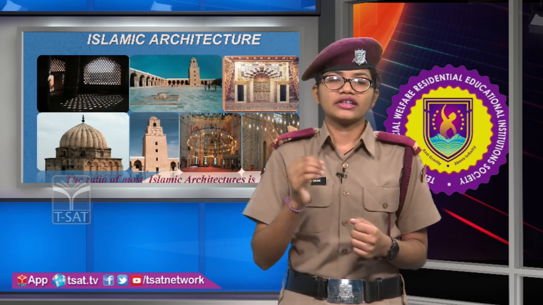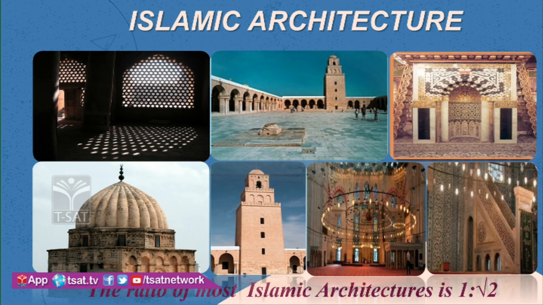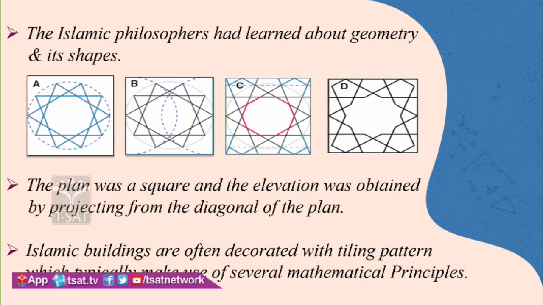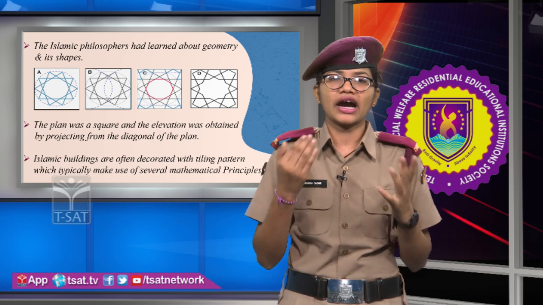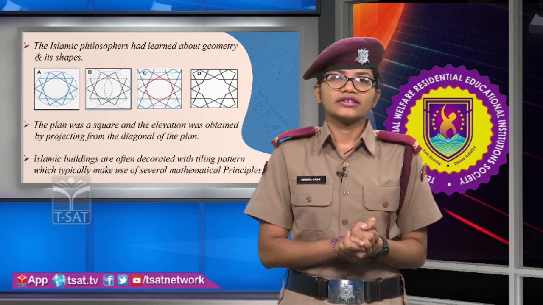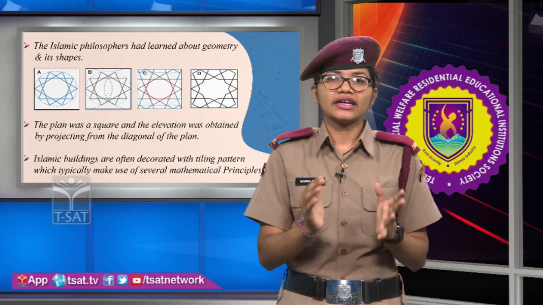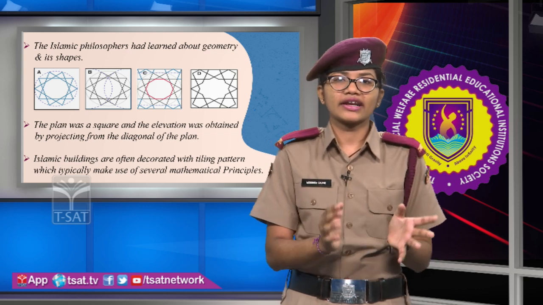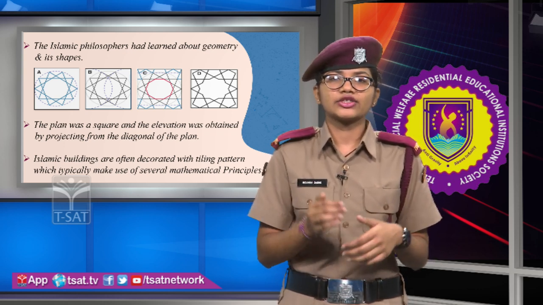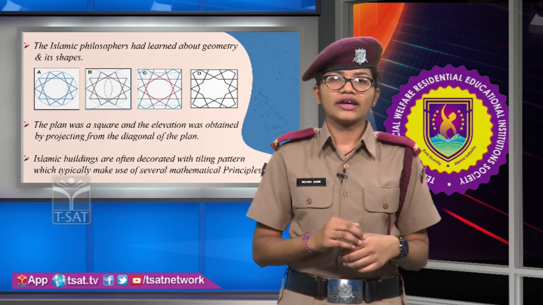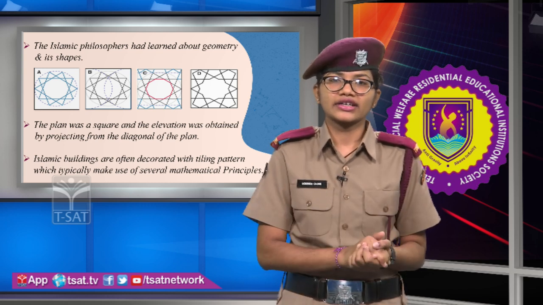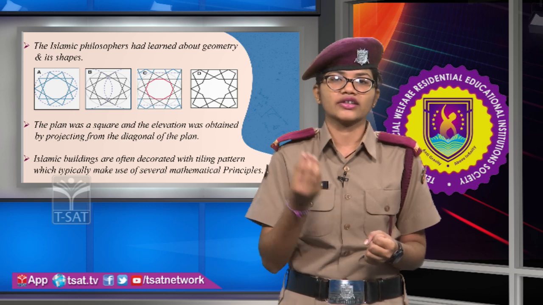Islamic architecture. The ratio of most Islamic architecture was 1:2. Islamic philosophers had learned about geometry and its shapes, and different geometrical shapes influenced Islamic architecture. The main principle behind it was the square and the rectangle, which play a significant role when constructing buildings, domes and mosques.